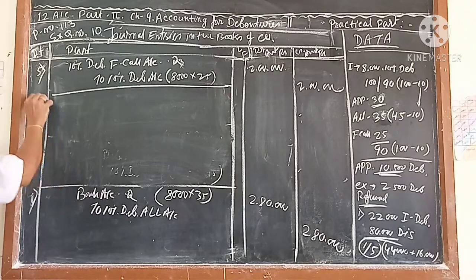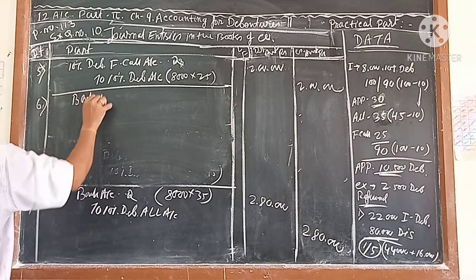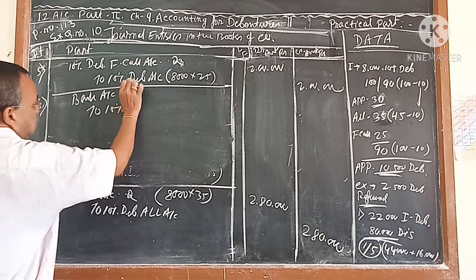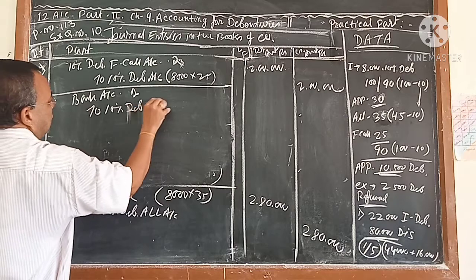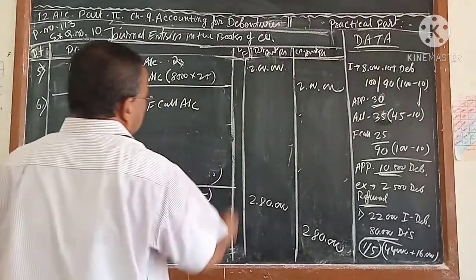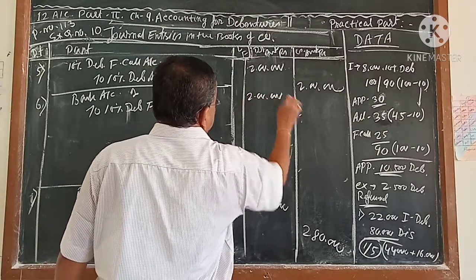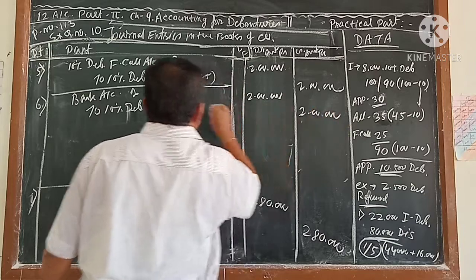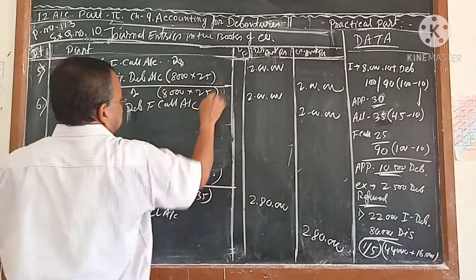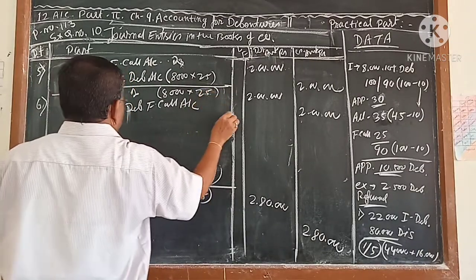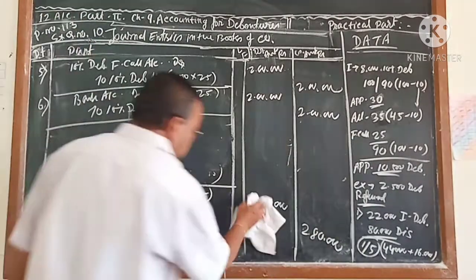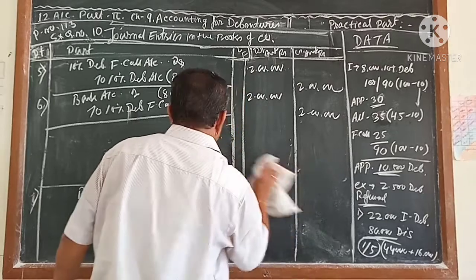Now the receipt. Bank account debit to 10% debenture final call account. So all the money you have received, so 2 lakh. And that 2 lakh, how it comes? Already I wrote 8,000 into 25. After this, it was already known to you. The new things that are coming, you have to understand here.